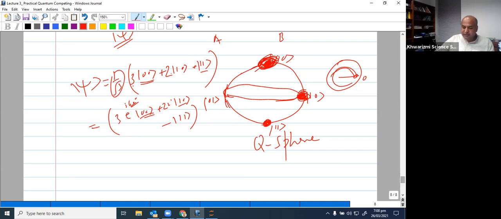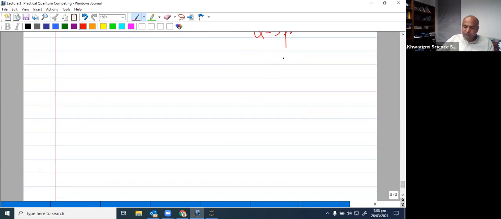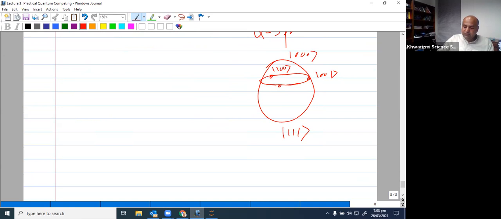This is for a two particle system. If you have a 3 particle system, 000 is here, 111 at the bottom, and the states with 2 zeros are here. So let's say 001, this is the position of 100, and this is the position of 010. And then they have another circle here. So this is the set of states with 3 points: 110, 011, and 101.